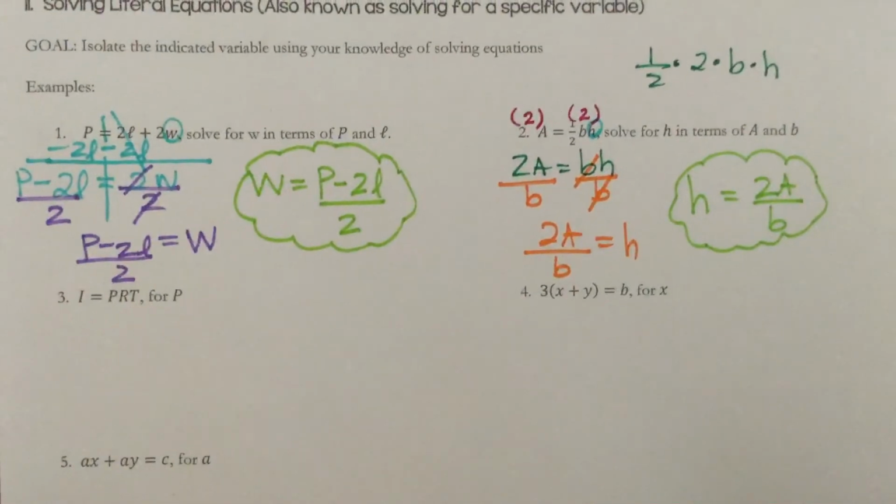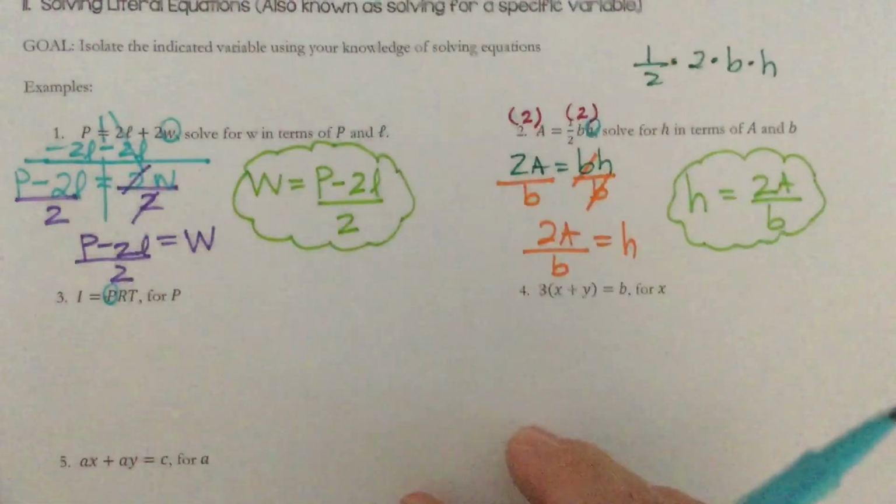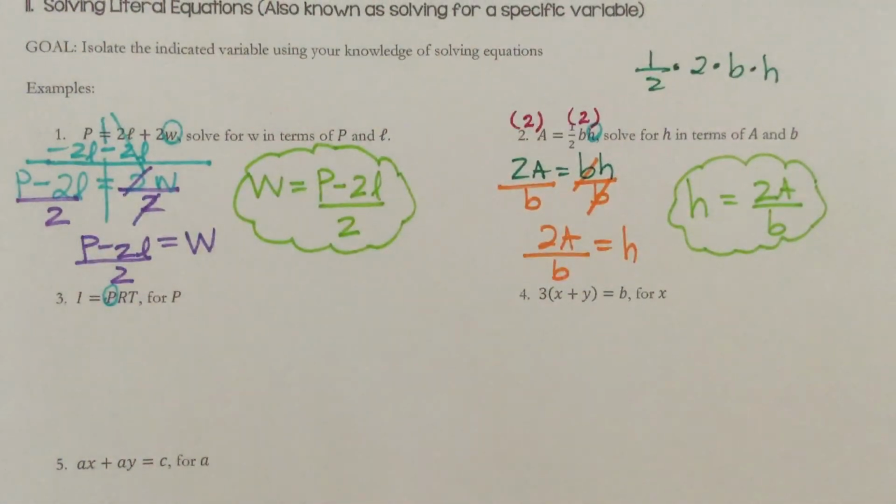Number 3, I is equal to PRT is our formula for simple interest. Interest is equal to principal times rate times time. If I want to solve this for P, I'm going to think through my 6 steps. There's nothing to distribute. There are no like terms to combine. There's no fractions or decimals. There's no addition or subtraction. And so we're at multiplication and division.